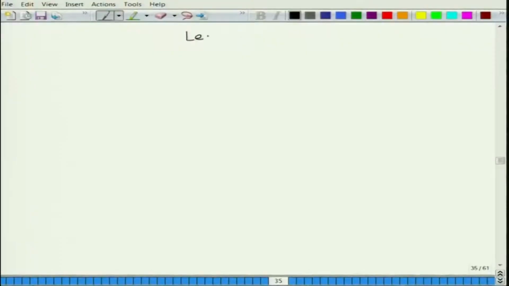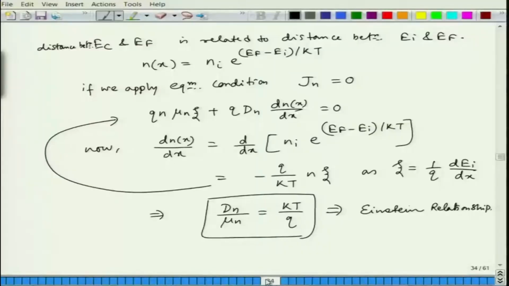Hello everybody, welcome back to the series of lectures on elements of solar energy conversion. We are looking at the photovoltaic conversion mechanism, how these materials work, and we are here at lecture number 31. So, in the last class we stopped here at the Einstein relationship, where we have connected or related the diffusion coefficient for the carriers and the mobility of them.